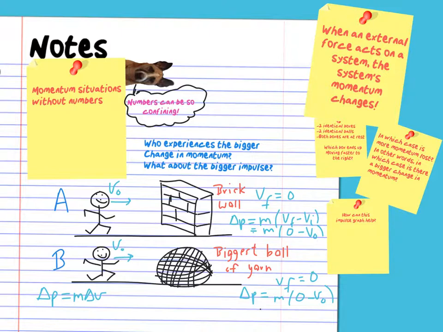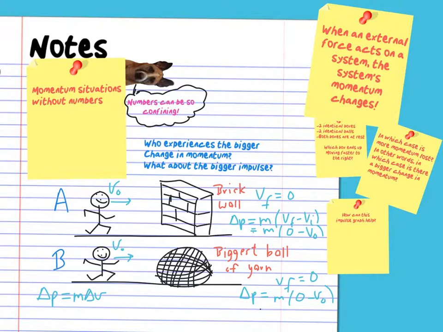Which one, I'm going rogue here, which one, A or B, experiences the bigger force of impact? Well, why don't you get out of your physics selves and ask yourself, would you rather be stopped by a brick wall, or would you rather be stopped by the biggest ball of yarn? My guess is that you would rather be stopped by the biggest ball of yarn. Why is that? Well, that is because it's softer, right? The ball of yarn is softer, and so it's not going to hurt as much as if you were to run into a hard wall.